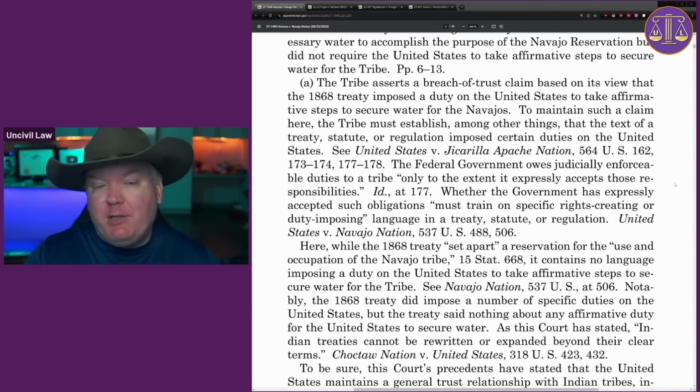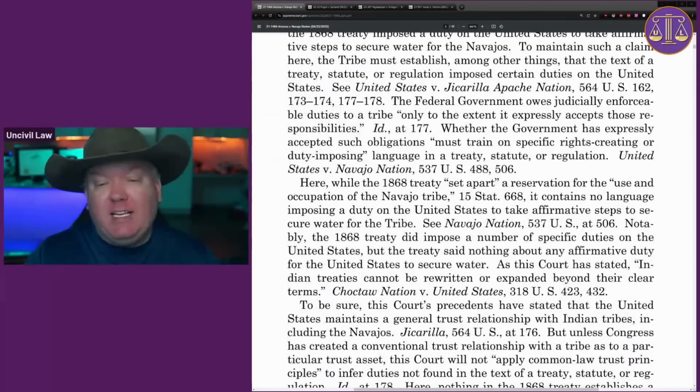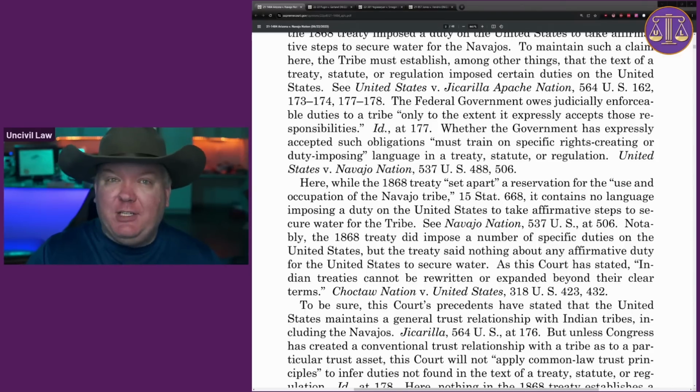To maintain the claim, the tribe must establish, among other things, the text of the treaty, statute, or regulation imposes a duty on the United States. The federal government owes judicially enforceable duties to a tribe only to the extent it expressly accepts those responsibilities, which presumably is true of not only a tribe, but anyone else, right? If there is a duty that is imposed, it is because of an obligation that the party has accepted in some sense. I mean, to some extent, this is just true of private parties as well, right?